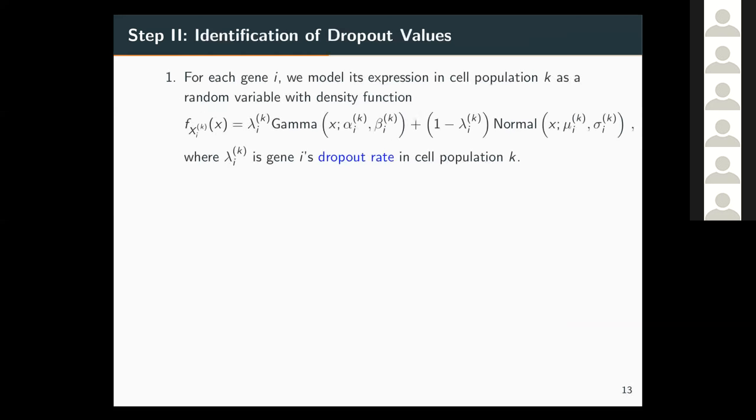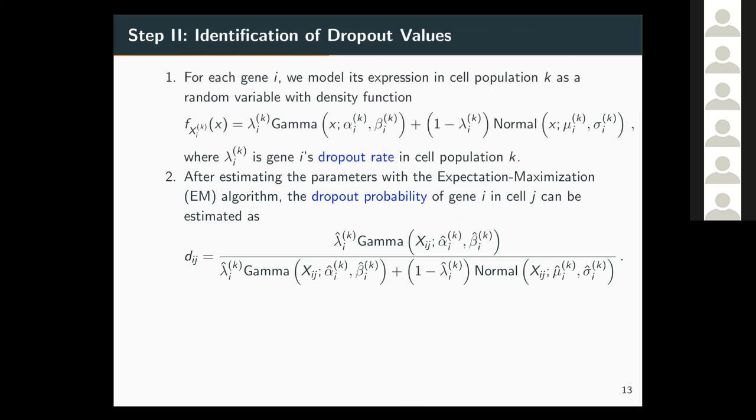So the second step: for each gene I, we model its expression in the cell cluster K from our previous step as a random variable with a mixture of two density functions, gamma and normal. We will see why those are reasonable; this is based on our empirical observation from the real data. And here, the weight for the gamma component, which we denote as lambda ik, i for the ith gene, k for the kth cell cluster, is what we denote as gene I's dropout rate in cell population k.